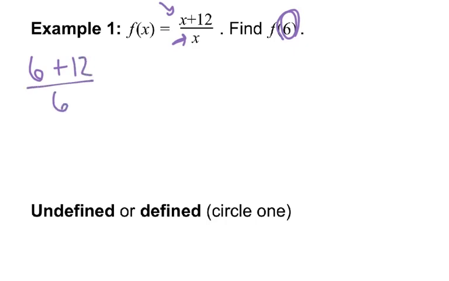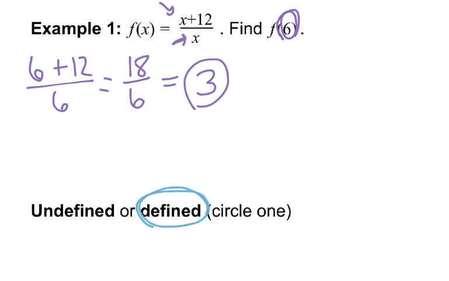From here, we just want to simplify this fraction. So 6 plus 12 gives us 18 over 6, and 18 divided by 6 equals 3. So 3 is my answer, and if we get a number like 3, that means our answer is defined. So we're going to circle defined for this example.